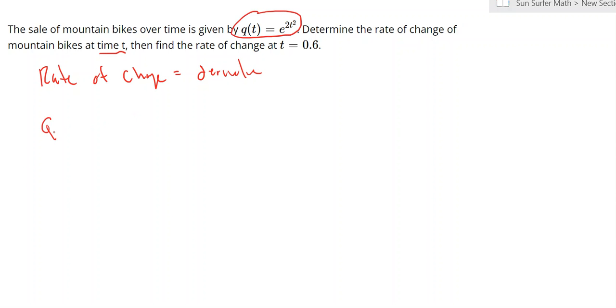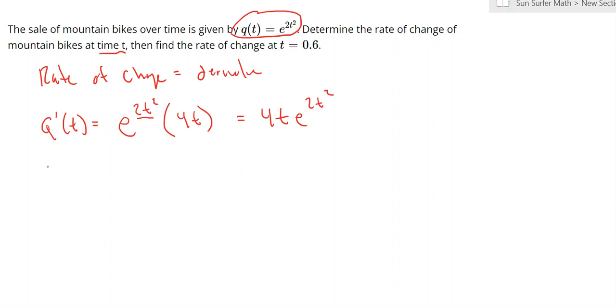So the derivative, q prime of t, is going to be, well, the derivative of an exponential is the exponential, but we have to use the chain rule, times the derivative of the exponent, which would be 4t. So that's the derivative, and you just might want to write that a little bit differently, 4t e to the 2t squared.